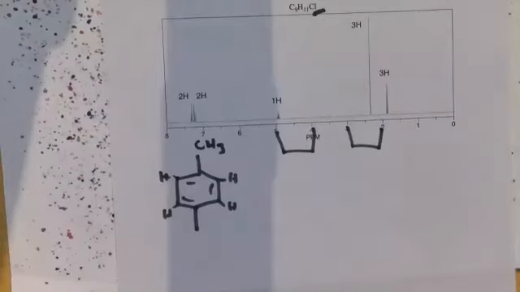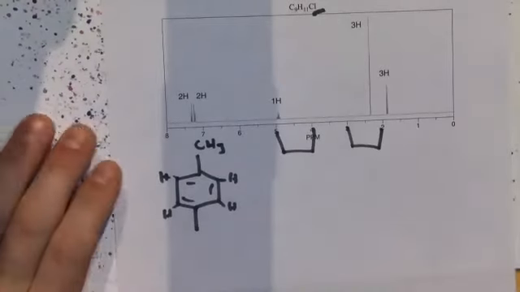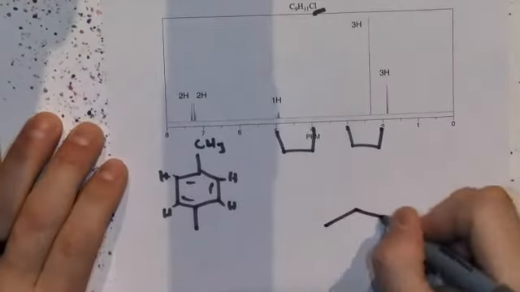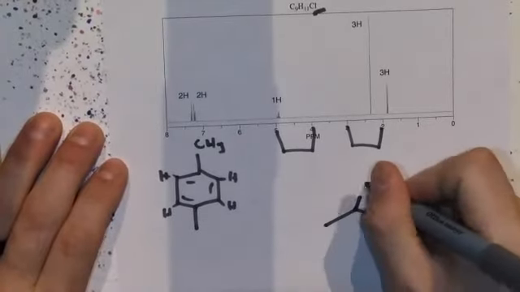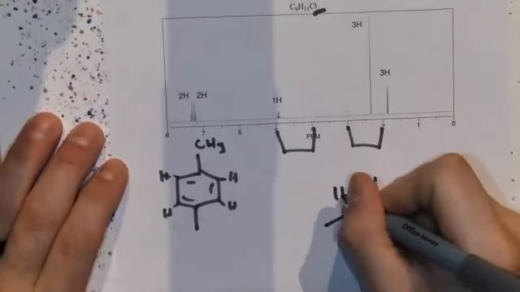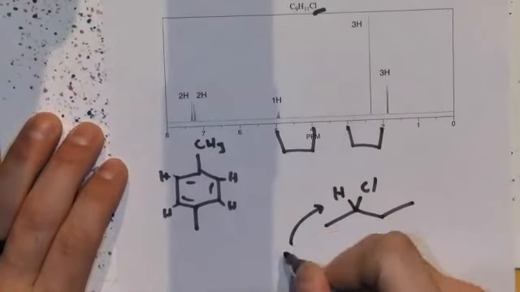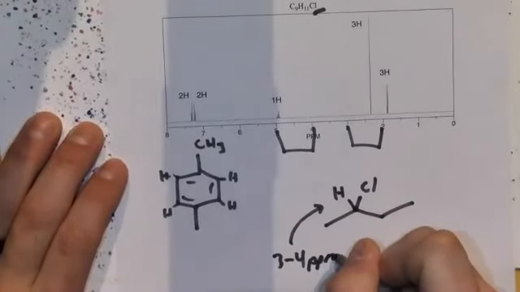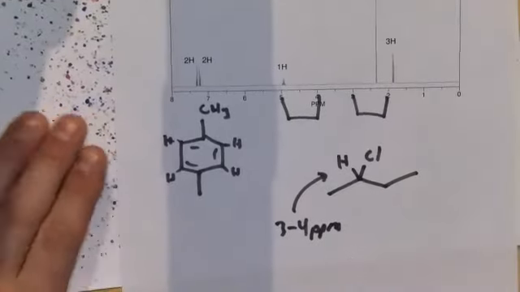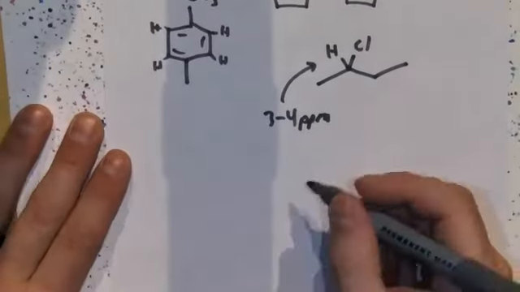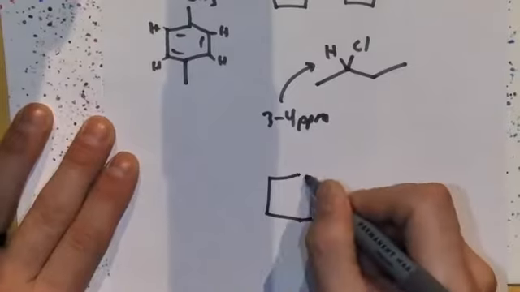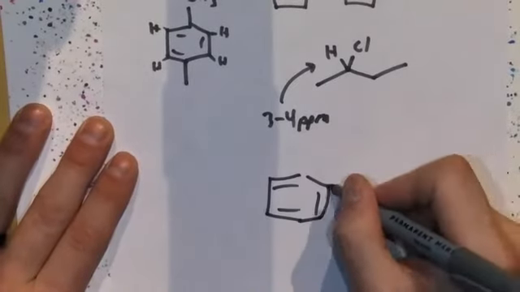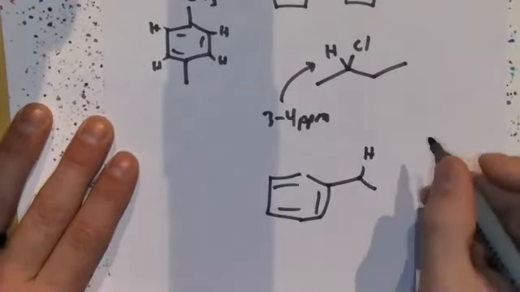So normally a peak for chlorine or any halogen, this H is between 2 or 3 and 4. We're attached to our benzene ring, it's between 2 and 3.